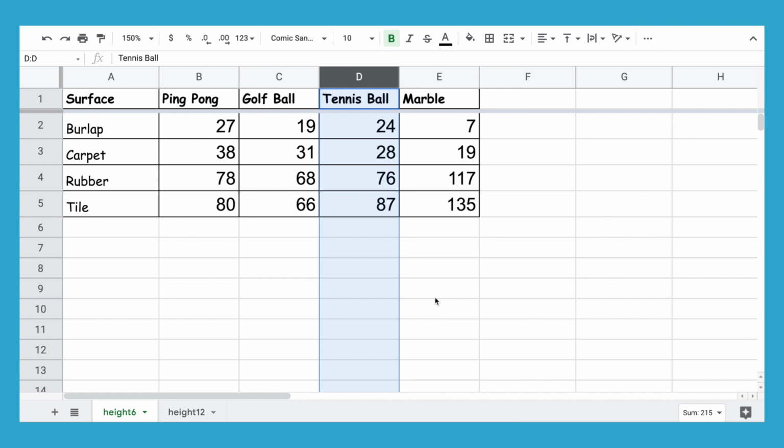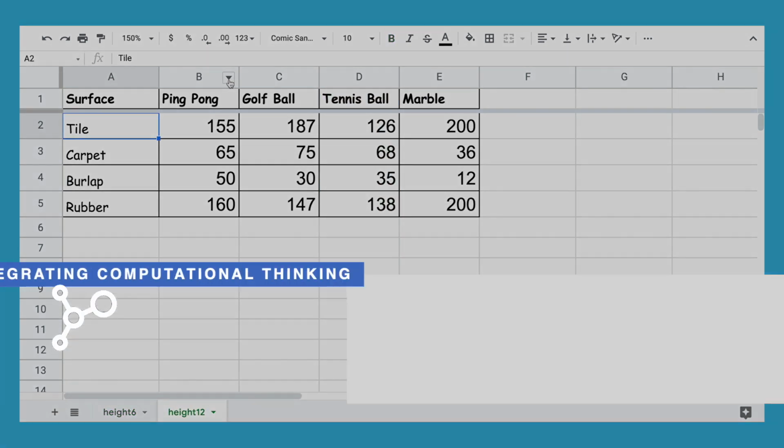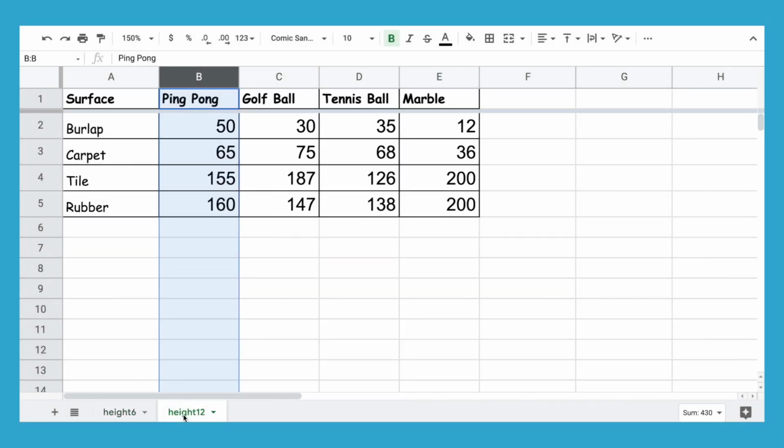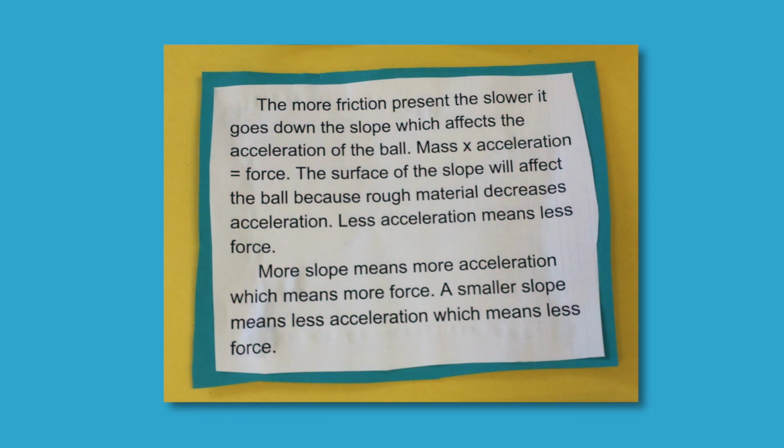By focusing on collecting and manipulating the data, and weaving in the opportunity for students to experience how technology can help them, teachers enhance the existing activity to more directly build their students' computational thinking. And by sorting the data, students can more easily see patterns in the data, which can help them generate conjectures such as, why does a golf ball go further than a ping pong ball on a carpet?